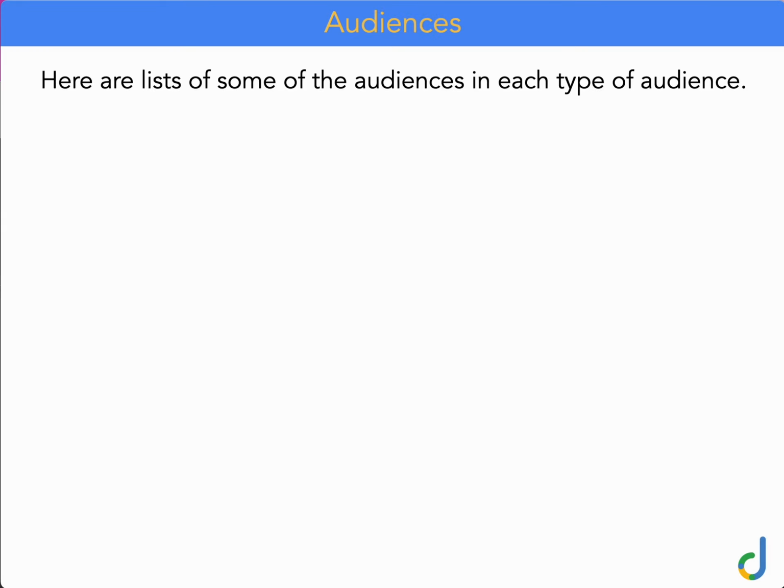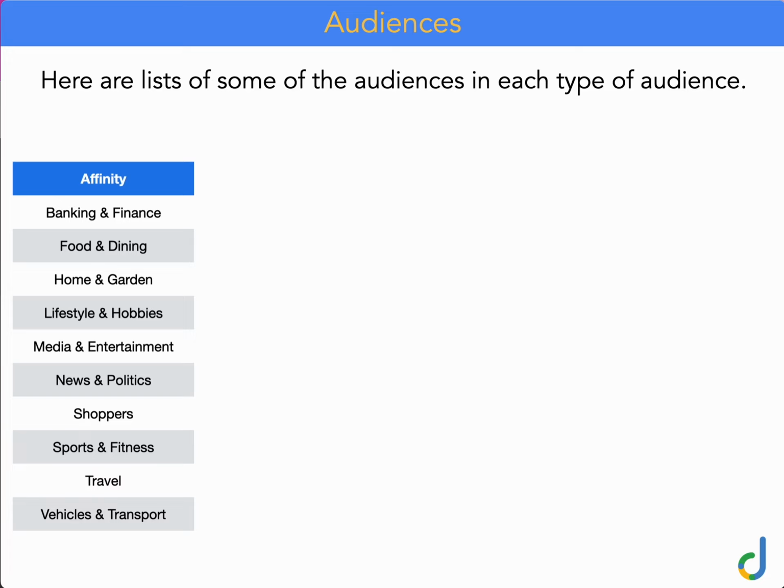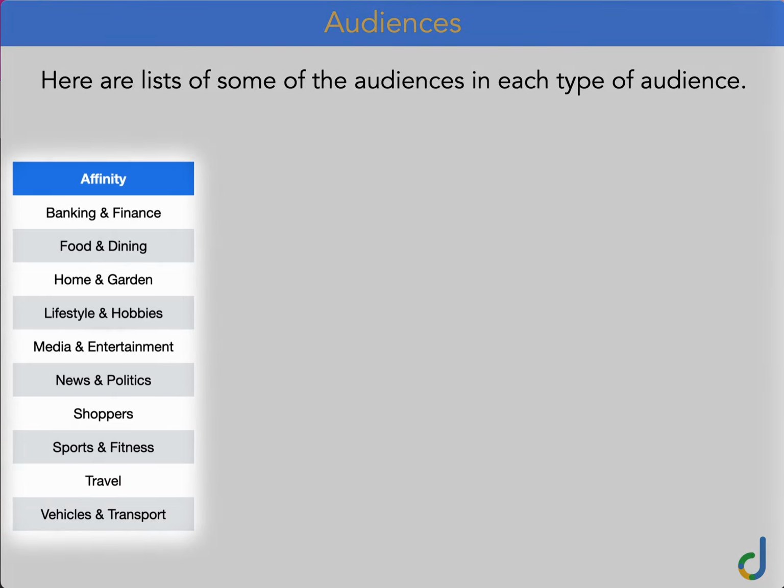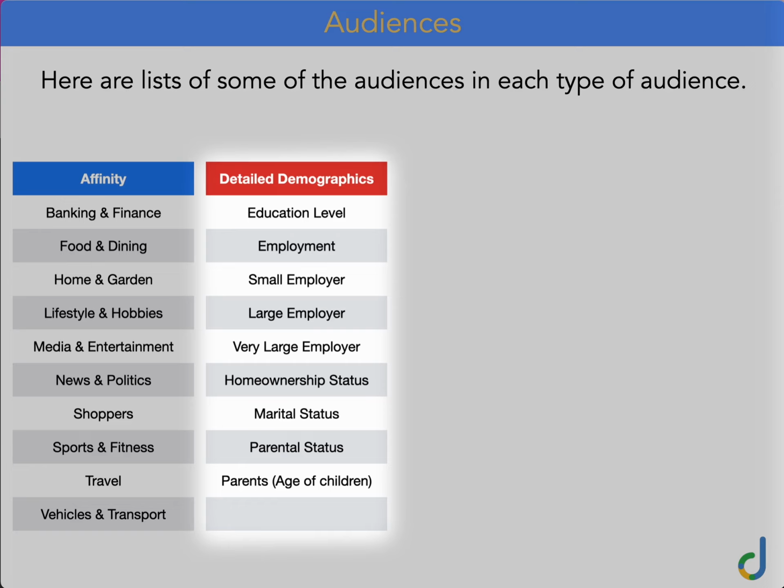So here are some lists of audiences and each type of audience. When I was saying the affinity, this is like whether they're interested in baking and finance or food and dining or home and garden. And this really looks at what have they been searching about and what do they commonly show interest in. Your detailed demographics go into things like their education level, whether they're employed at the moment, what size of employer they work for, whether they own a home, so whether they're a home owner or a renter.